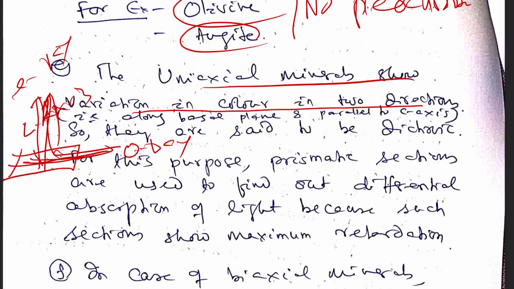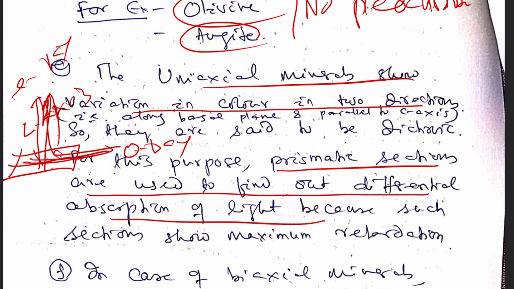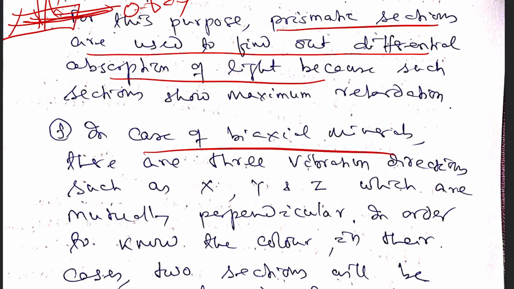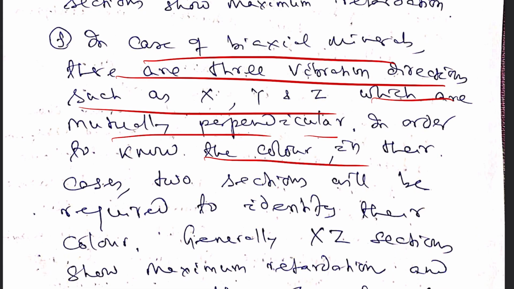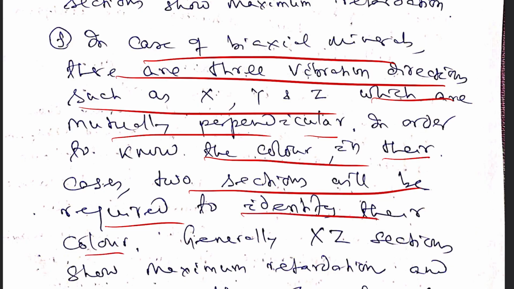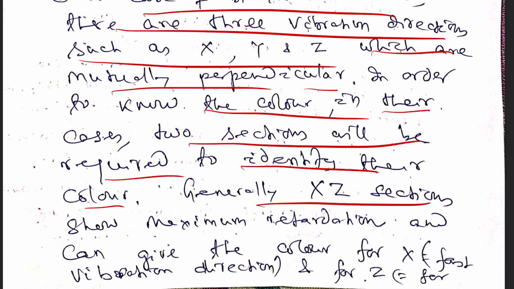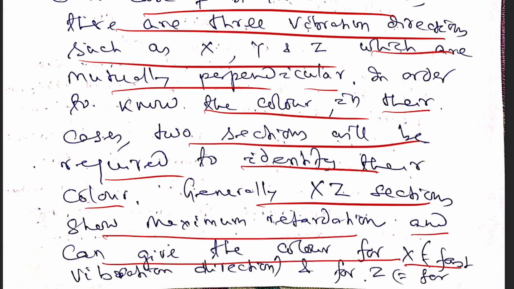In order to study the pleochroic phenomenon, the prismatic sections of uniaxial minerals are chosen for finding out the differential absorption of light. But in the case of biaxial minerals, there are three vibration directions X, Y, Z, which are mutually perpendicular. In order to know the color in them, two sections will be required. We know XZ sections show maximum retardation and can give the color for the X vibration direction and for the Z vibration direction.